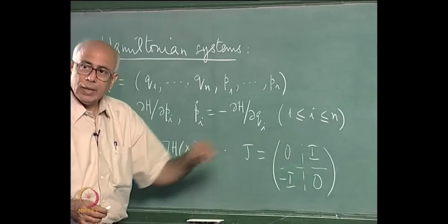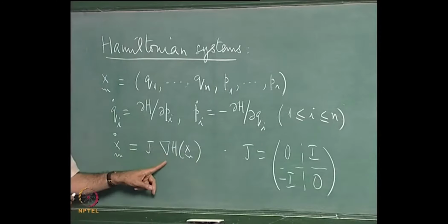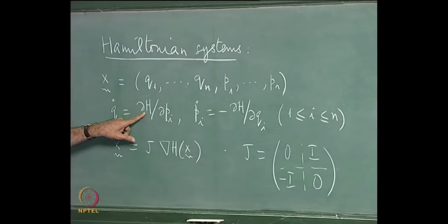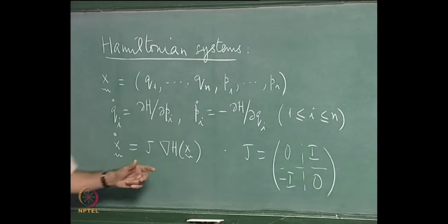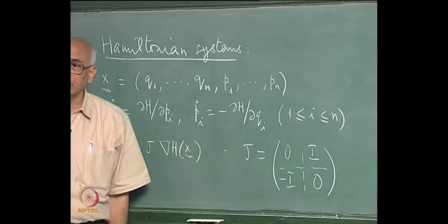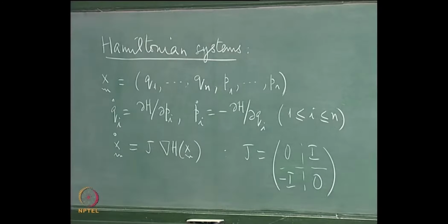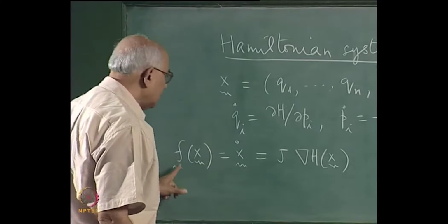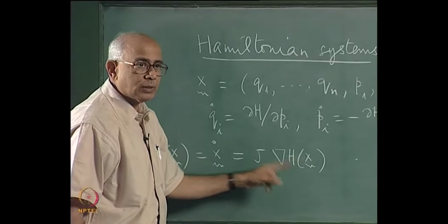The introduction of this J ensures that these derivatives get twisted, in the sense that the rate of change of the first n components of this vector depend on partial derivatives with respect to the remaining n, and vice versa with the appropriate minus sign. This minus sign is taken care of by putting a minus here. So a remarkable fact has been achieved for Hamiltonian systems, namely that the entire vector field, which normally would have been some vector field f of x, is now specified by a single scalar function.